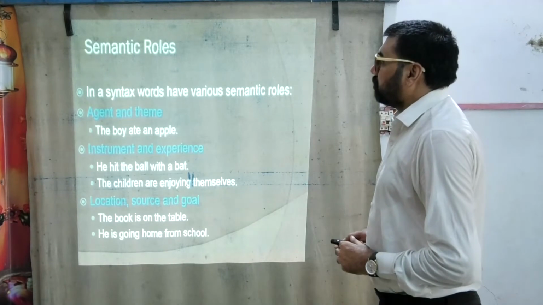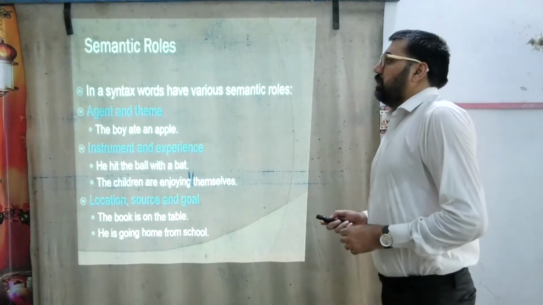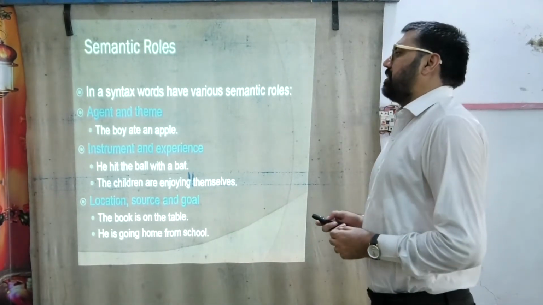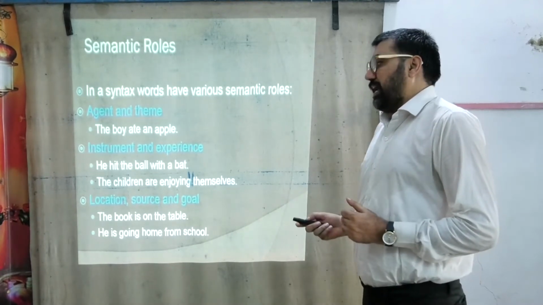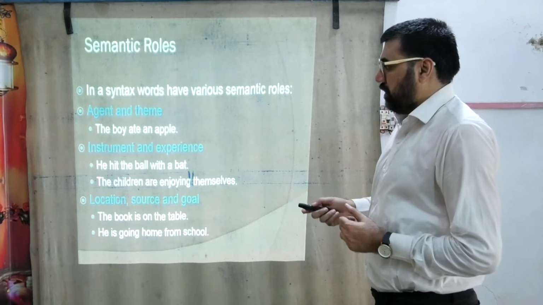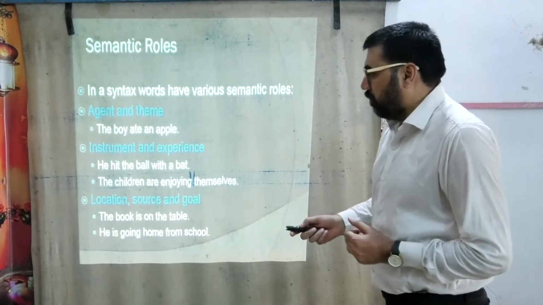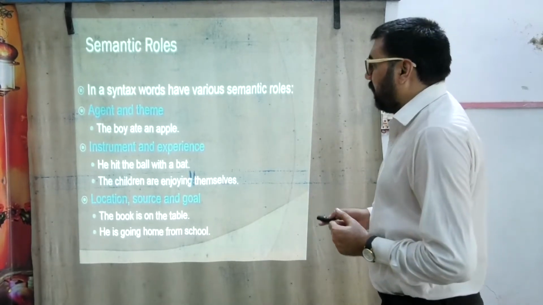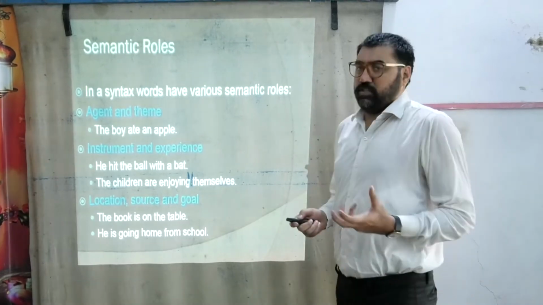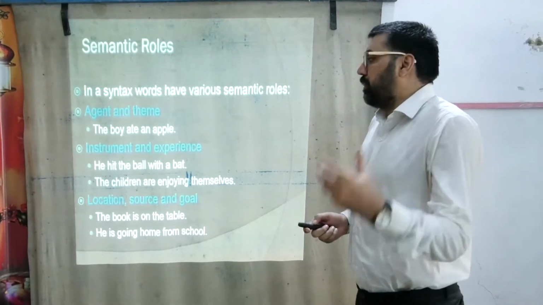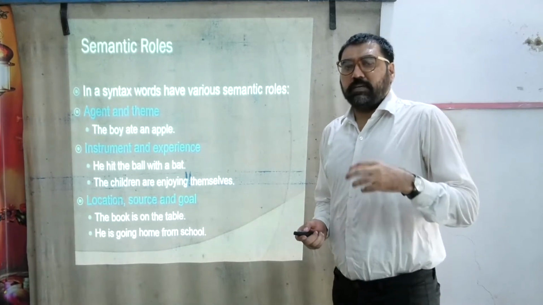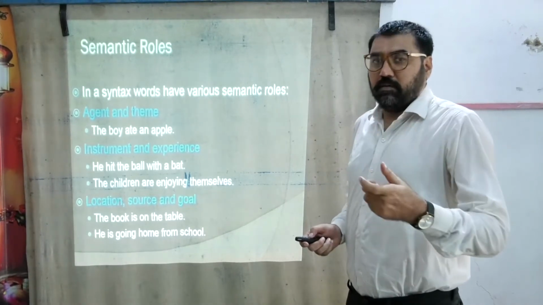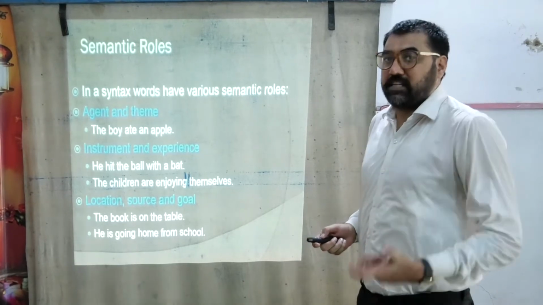Now move on to semantic roles. In a sentence, words have various semantic roles. First of all, agent, then theme, instrument, experiencer, location, source, and goal. What is the meaning of agent? How can we define the agent? Agent means the doer of an action. It means the person who initiates an act.